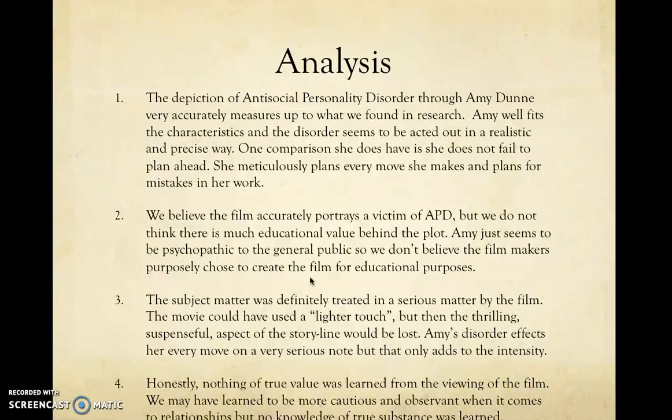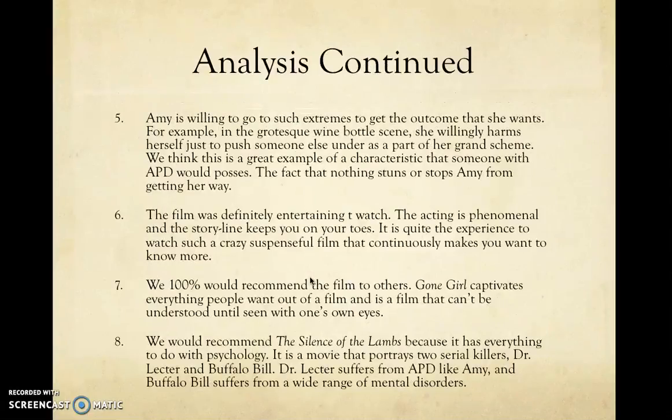Honestly, nothing of true value was learned from the viewing of this film. We may have learned to be more cautious and observant when it comes to relationships, but no knowledge of true substance was learned. Amy is willing to go to such extremes to get the outcome she wants. For example, in the grotesque wine bottle scene, she willingly harms herself to push someone else under as part of her grand scheme. We think this is a great example of a characteristic that someone with APD would possess: the fact that nothing stuns or stops Amy from getting her way.